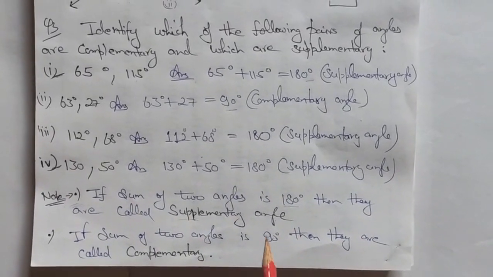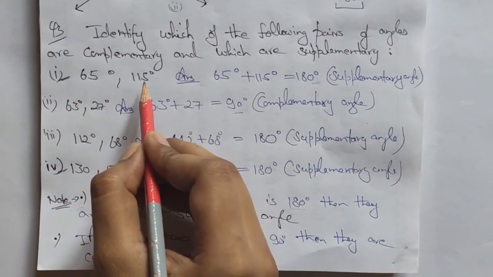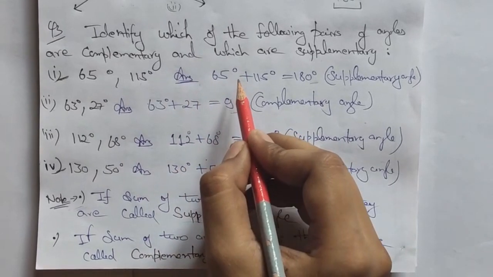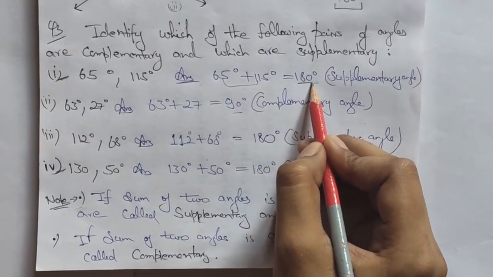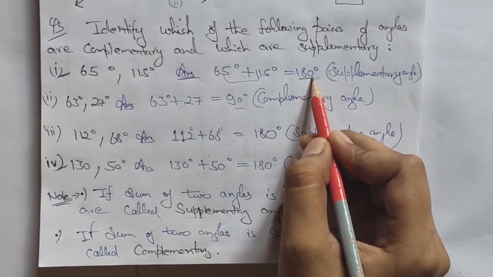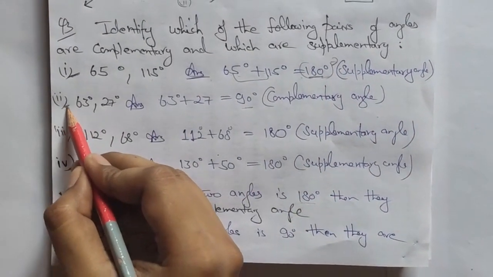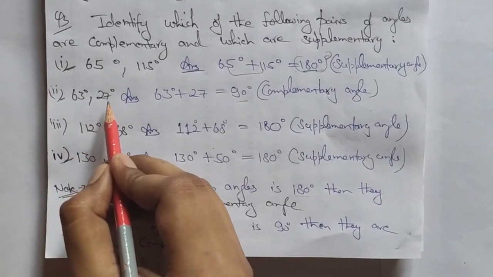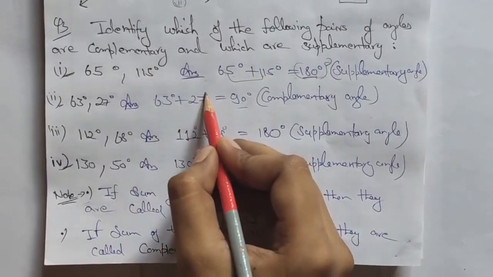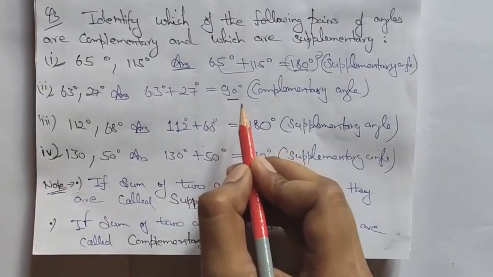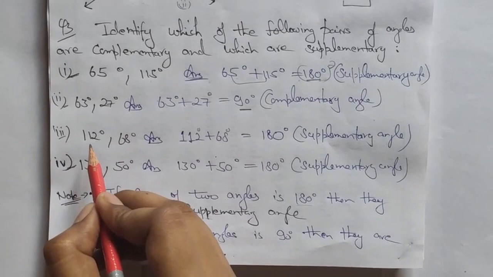Okay, so let's solve the first part of this question, 65 degrees and 115 degrees. First we have to add both of these angles, and the answer is 180 degrees. This means that this is a supplementary angle. Okay, second, 63 degrees and 27 degrees. The answer: 63 degrees plus 27 degrees is equal to 90 degrees. This means that this is a complementary angle.